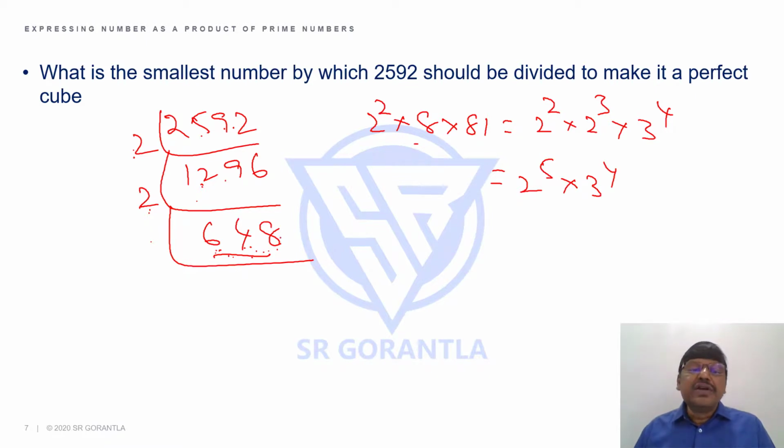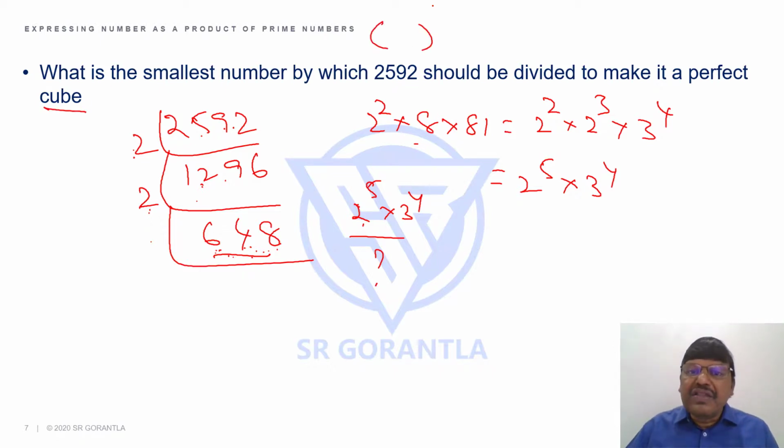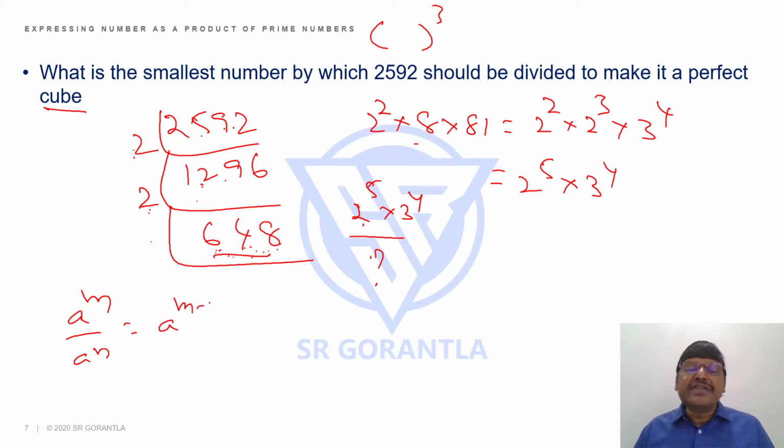But students, if you want, you can continue and check this. 2 power 5 into 3 power 4 should be divided by what number so that it becomes a perfect cube, because this is nothing but 2592. See, as I said, for a perfect cube the power should be 3 or its multiples. Now, I'm dividing, which means the power will go down. You know, a power m by a power n is what, students? A power m minus n. If you are dividing, the power will come down.